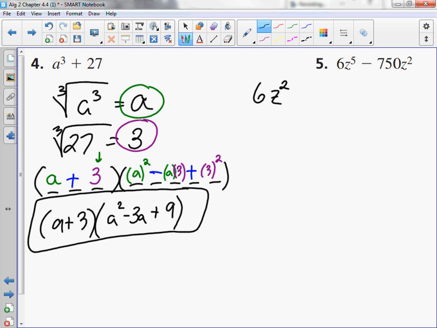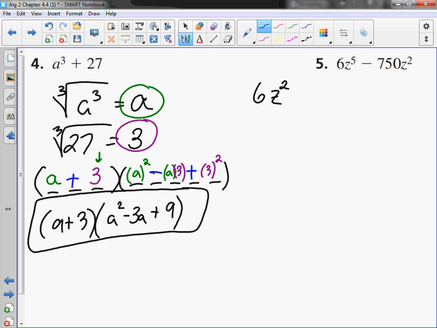Is 6 a perfect cube? Is there a number times itself 3 times that gives me 6? No. Because 1 cubed, 1 times 1 times 1 would give me 1. 2 cubed, 2 times 2 is 4, times 2 is 8. So our smallest perfect cube is 8. 8 is the smallest number that we can take the cubed root of evenly, yes? So anything less than 8 will not be a perfect cube.